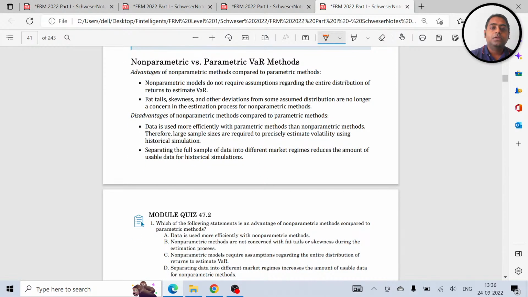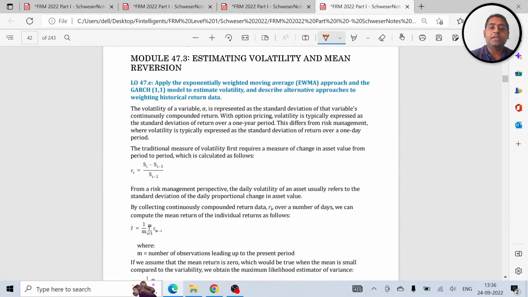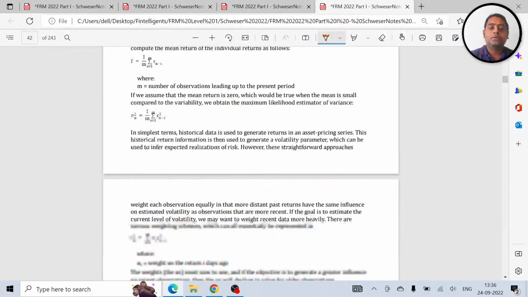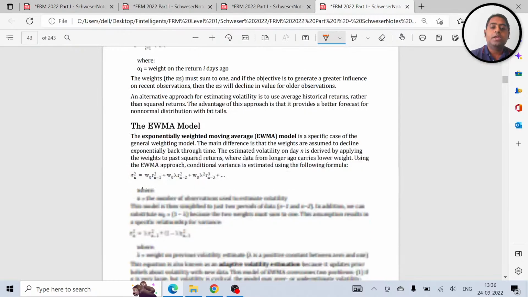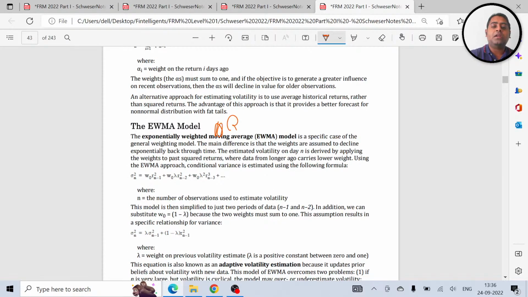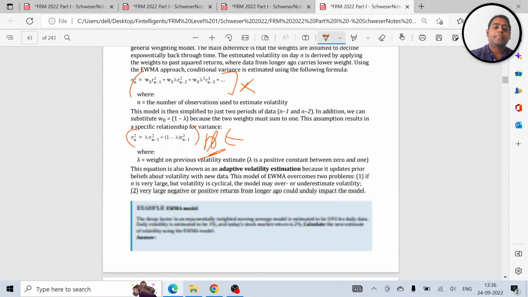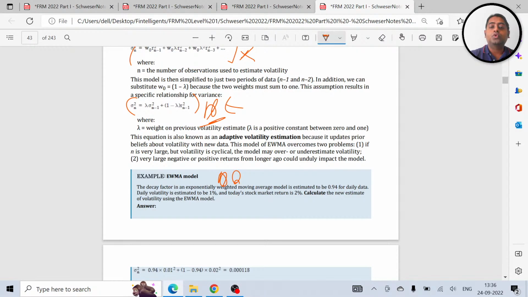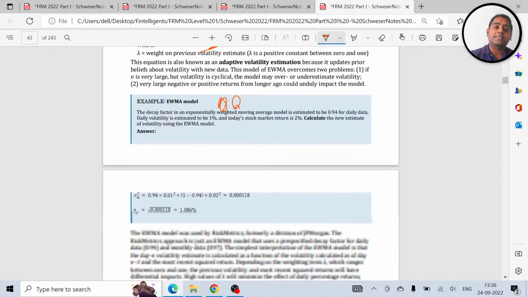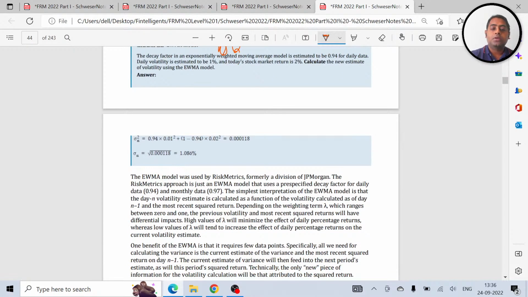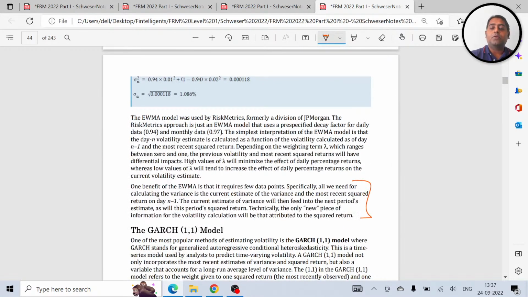Then estimating volatility and mean reversion, decently okay. EWMA, double star. This formula is important. The sum is important. You should know what the logic is. EWMA, you should be very, very clear. High chances that they will test you. One benefit of the model is this.